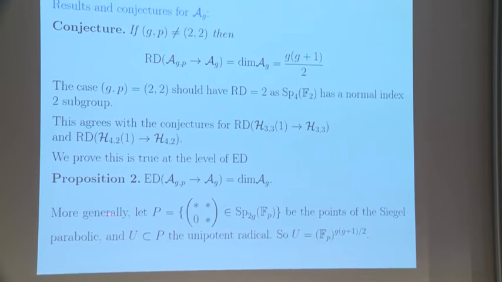To explain this, let me take, for P, the Siegel parabolic in SP2G FP. In the standard representation, it just corresponds to upper triangular matrices in the symplectic group. And let U be its unipotent radical. It's an abelian unipotent group, and its rank is equal to the dimension of AG. If I have any group in here, I can take its intersection with U, and I'm going to denote by EG the FP rank of this intersection.